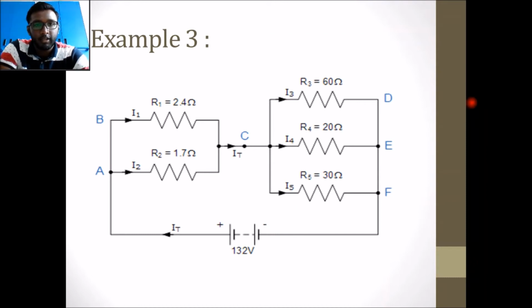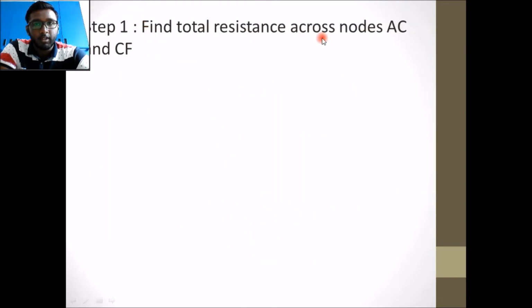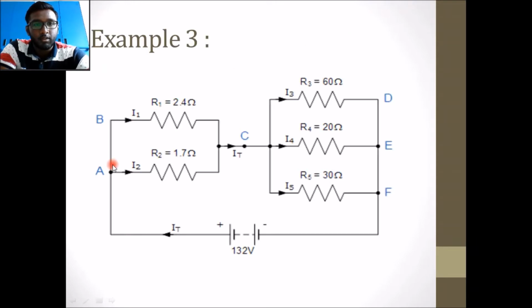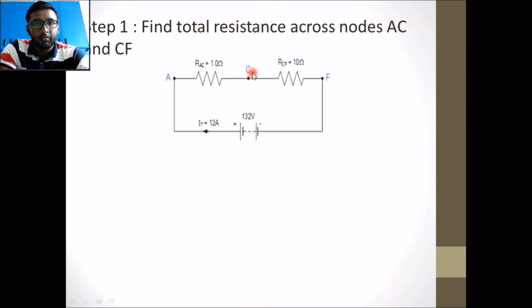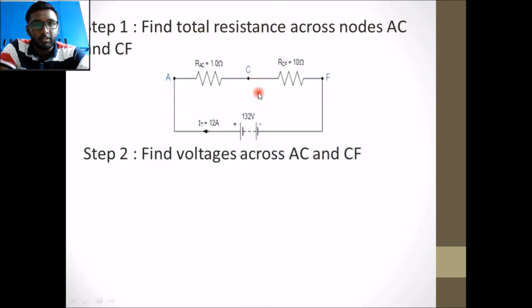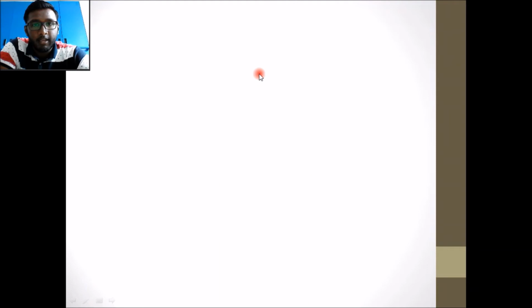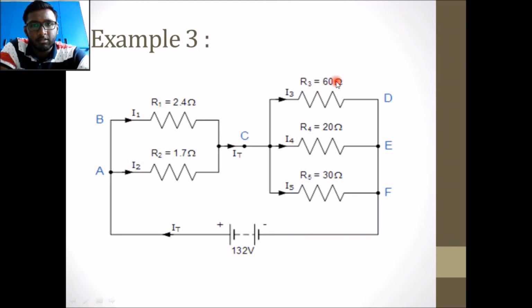Okay, for the third question, we have to find I1, I2, I3, I4, I5. To do that, we have to first find the R equivalent of the circuit, by this step. Then we find the AC node here and then CF here. The first step is we have to find the total resistance by calculating the R equivalent. This is a parallel circuit, so 1 over 60 plus 1 over 20 plus 1 over 30. Then we have to inverse it again.